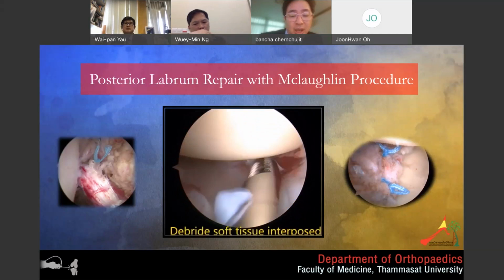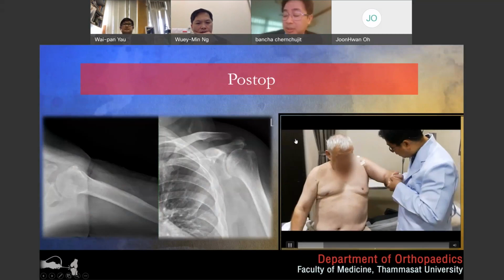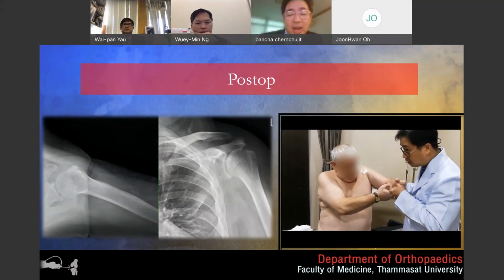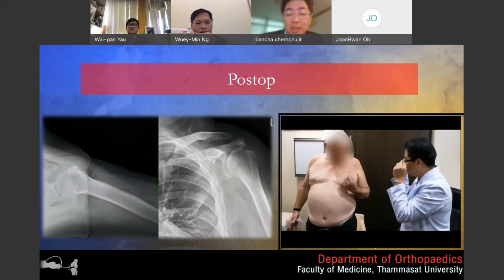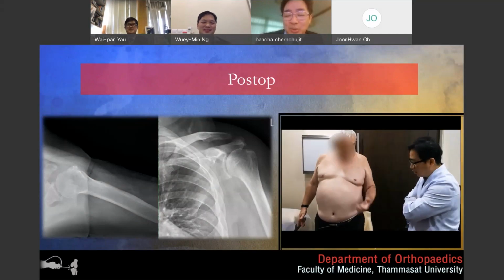So these are the films after the surgery, and the patient is getting much better. This is a few weeks after the surgery. Now the patient does not come back to see me. In Thailand, if the patient does not come back to see you, that means he's good. Because if he's not good, he will come back to see you, right?